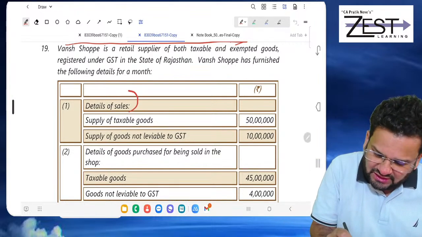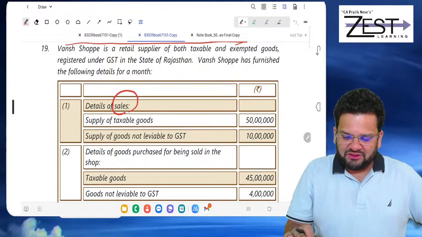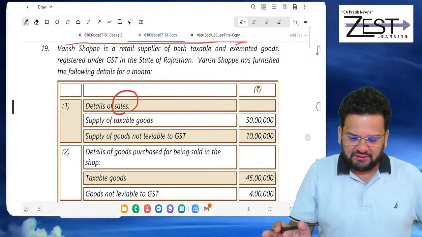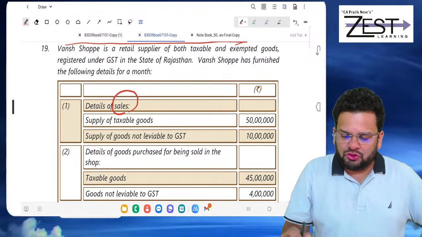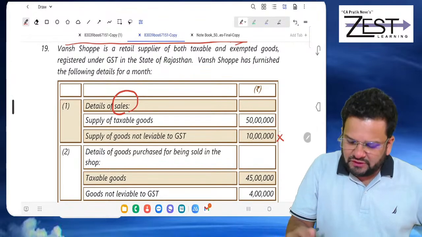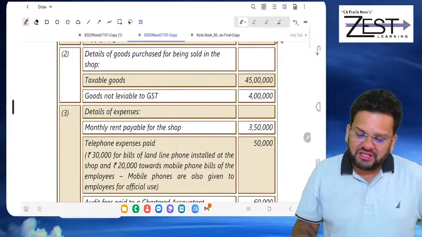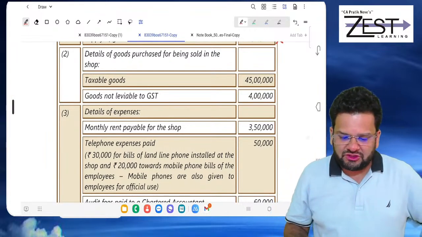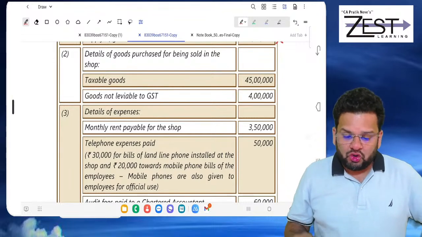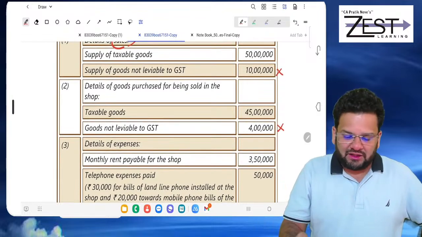So these are the details of sale, supply of taxable goods. On this you will have output tax, okay, and supply of goods not leviable to GST. On this there will be no GST. Details of goods purchased for being sold in the shop. Taxable goods, yes, on this you will have ITC. Goods not leviable to GST, on this you will not have any ITC.